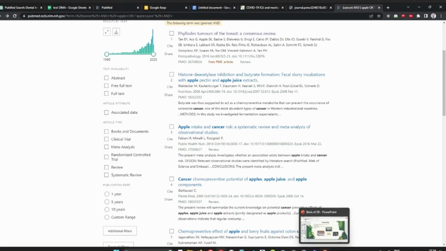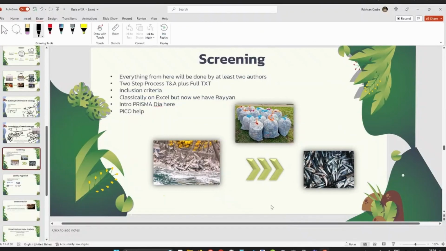How that process will happen, how the screening will happen. The first step is title and abstract, the second is full text. Title and abstract: we'll look at the title and the abstract, and we'll decide if the paper is included in our process or not included, checking the title or abstract only.